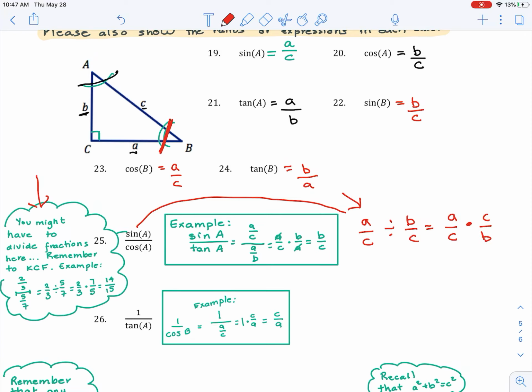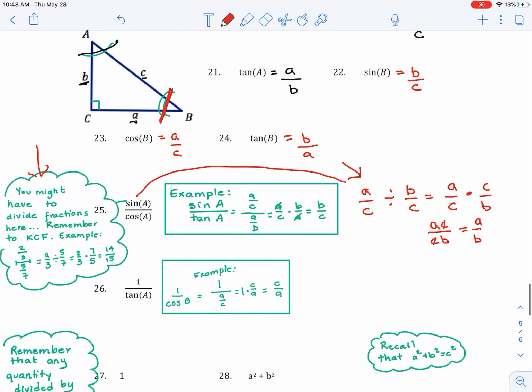And then A times C is AC. C times B is CB. And then our C's cancel out because C divided by C is 1. So whenever you have the same letter on the top and the bottom, they cancel.